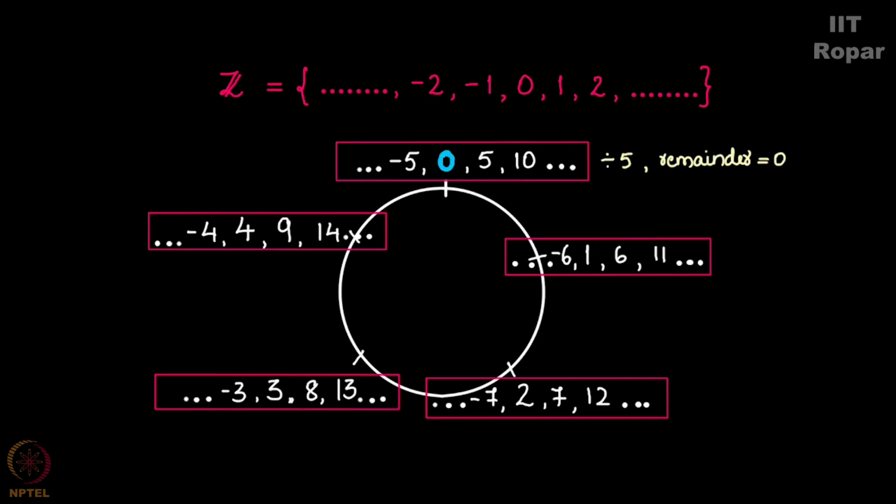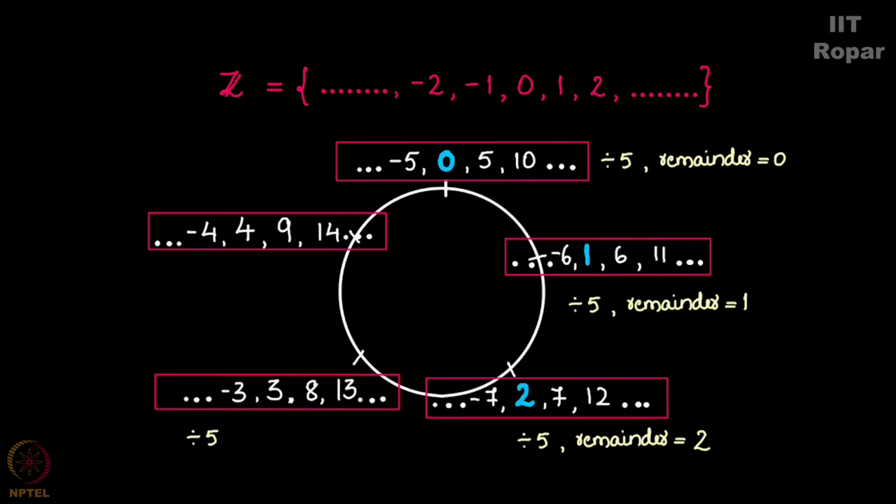Next step, if I divide 1, 6, 11, -6, this one by 5, the remainder happens to be 1, right? 6 divided by 5, remainder is 1. 11 also it is 1. Now, the hero here will be this number 1. Now, when I divide -7, 2, 7, 12, this sequence by 5, the remainder is 2. So, I'm going to highlight 2 here.